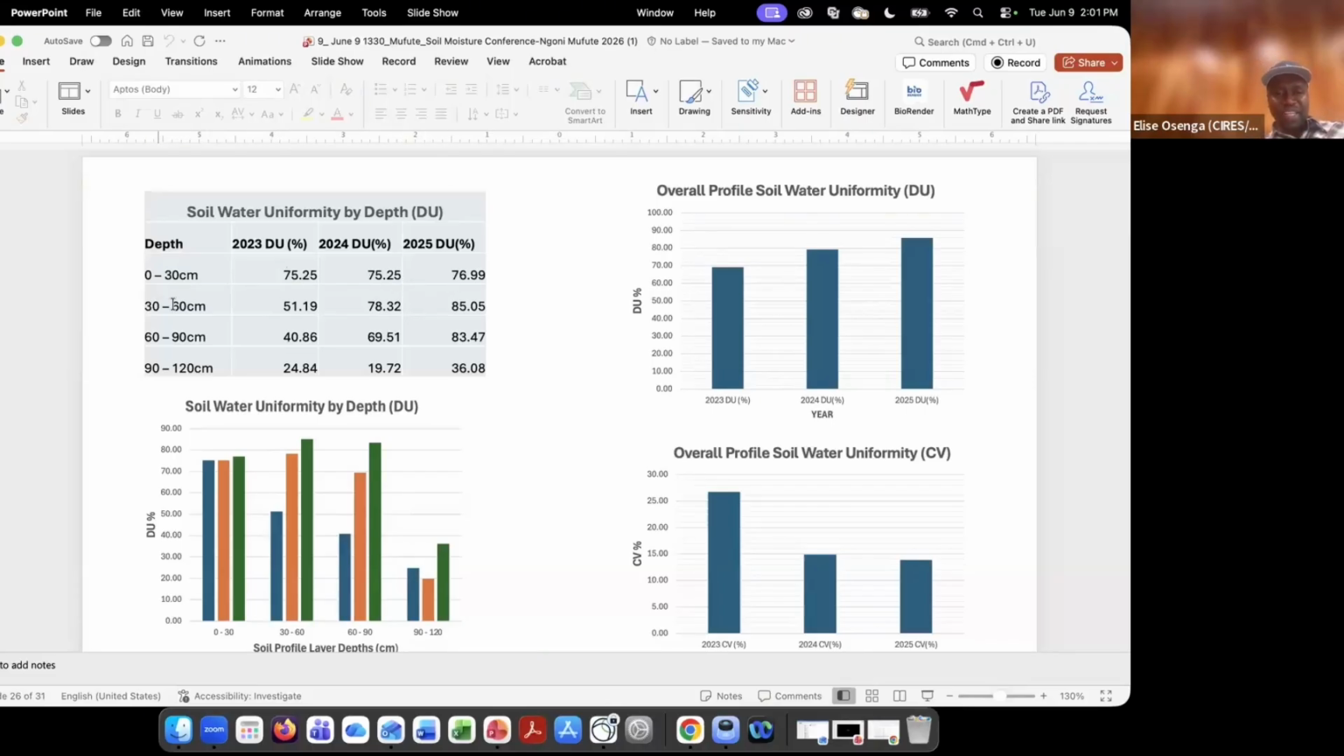But if you go deeper, at 30 centimeters to 60 centimeters, you can see it improved from 51% with conventional irrigation to 85% with automated sedge irrigation. The same story here for the 60 to 90 centimeters, but at the lowest, deepest level, there wasn't much change there.